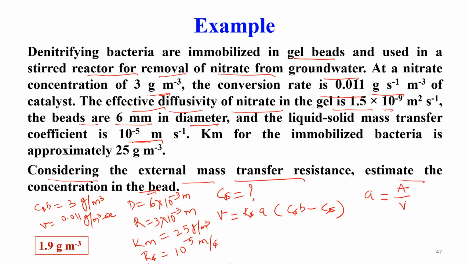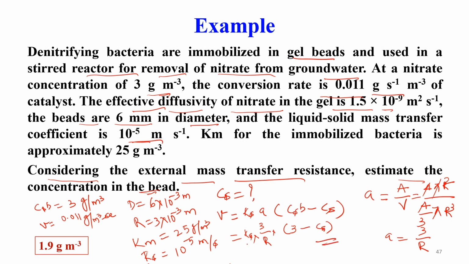per unit volume. If you consider the sphere, the area of the sphere will be 4 pi r square and volume will be 4 by 3 pi r cube. So, pi is cancelled out. The interfacial area is 3 upon r. Now, you can put Ks into 3 upon r, into Csb, which is 3 gram, minus Cs, which we have to find out.